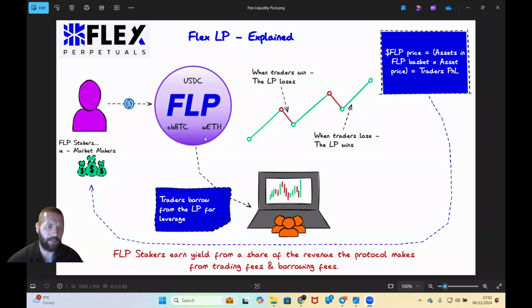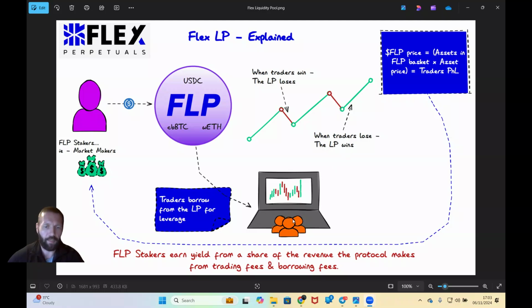The other part is the fact that it's the counterparty to traders. So when traders lose, the FLP token wins, and vice versa. When traders win, the FLP token loses. The FLP price is calculated by taking the assets in the FLP basket, in this case USDC, BTC and ETH, multiplying those by the prices of each of the assets and the percentage that's in this token, and then plus or minus the profit and loss of traders.